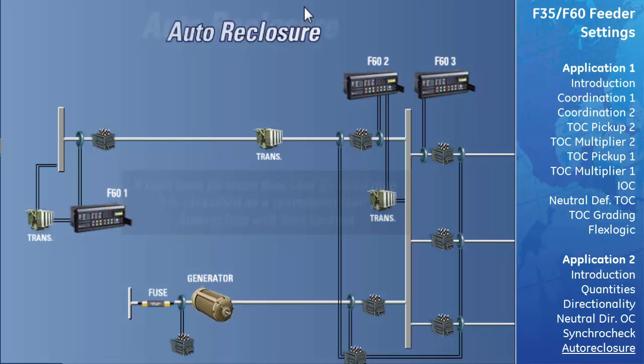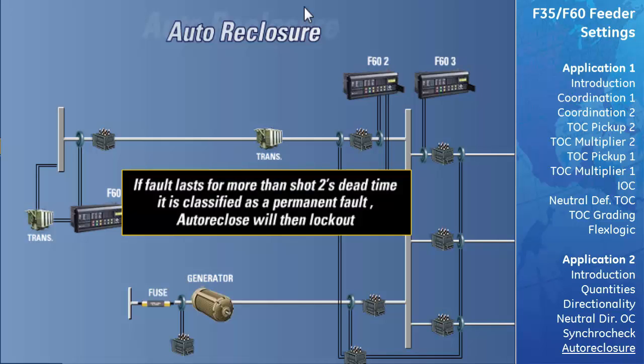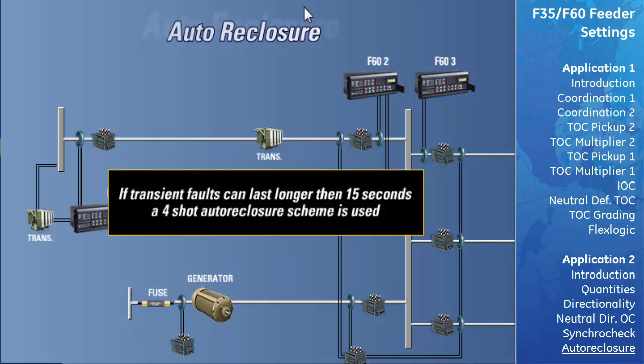If the transient fault lasts for more than shot 2's dead time, the fault is classified as a permanent fault, and auto reclose goes into what is termed as a lockout stage. In applications where it has been determined through actual field experience that the transient faults can last longer than 15 seconds, a 4-shot auto reclosure scheme is used.